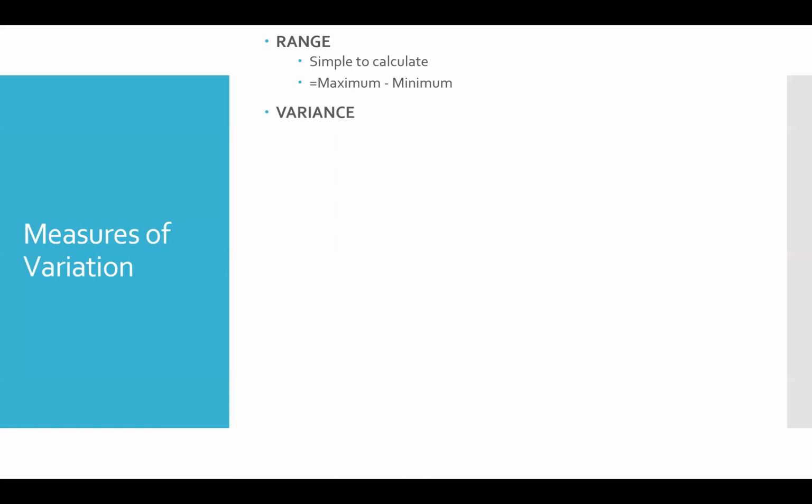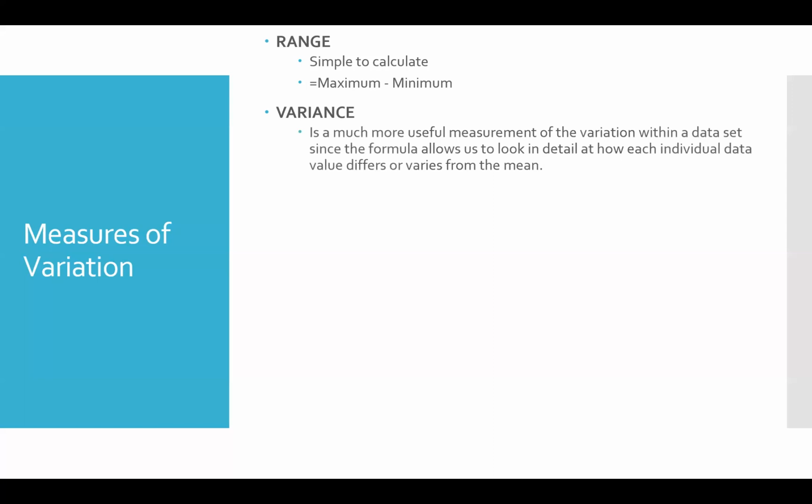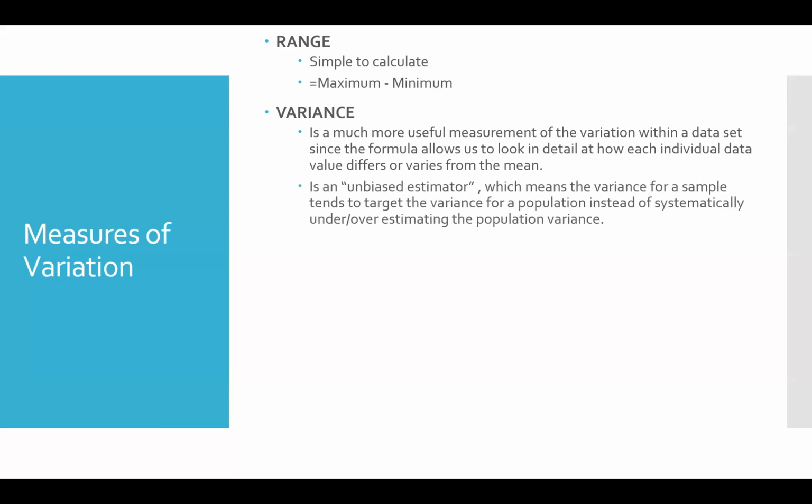The downside to that is if you're dealing with the range and you have outliers, it's affected by those outliers. So it's a quick way to get an idea about the spread or the variation of the data, but it's not the best. The variance is actually, of the options, really the best, but it is difficult to interpret. It's a much more useful measurement. It does take into consideration all of the data values, but again, it is difficult to interpret.